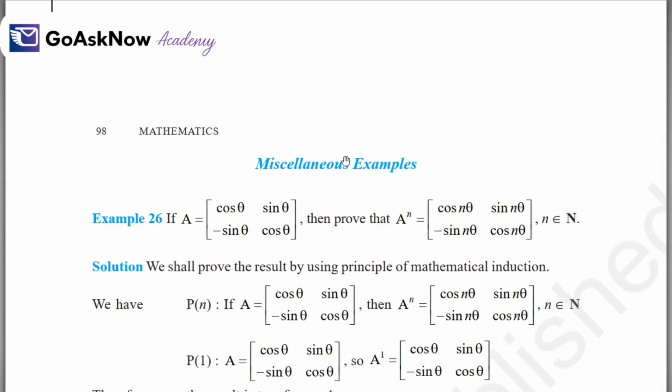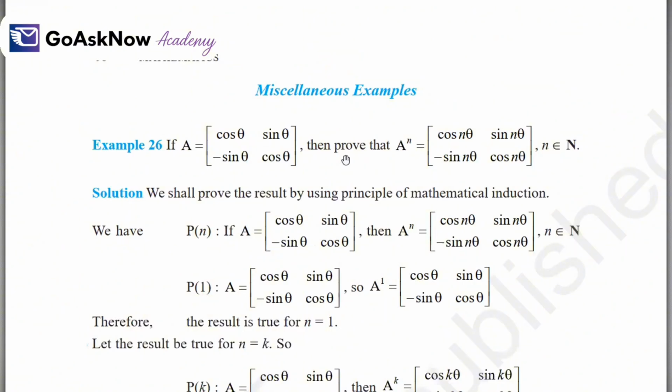In example 76, it is saying that if A is equal to cos theta, sin theta, minus sin theta, cos theta, then prove that A to the power n is equal to cos n theta, sin n theta, minus sin n theta, cos n theta, for n belonging to natural numbers. We shall prove this result by using the principle of mathematical induction.